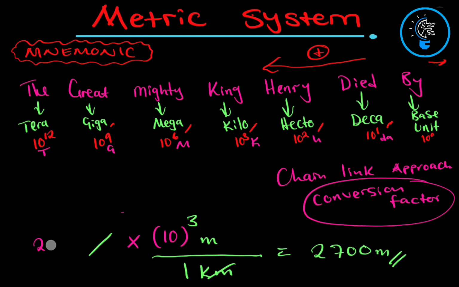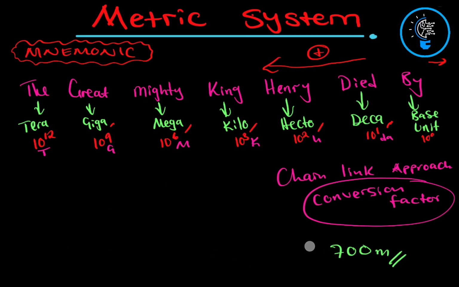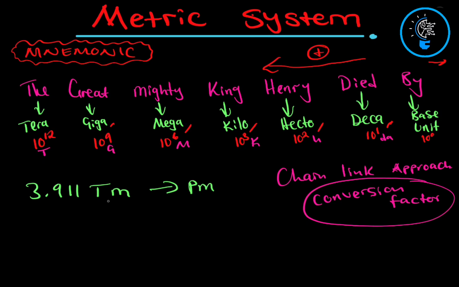Okay, let's do another example. This time, let's get something far from the base unit. Let's get tera. Let's say we have 3.911 terameters and we are told to convert it into picometers. We know that tera is 10 to the power 12 and pico is 10 to the power negative 12.